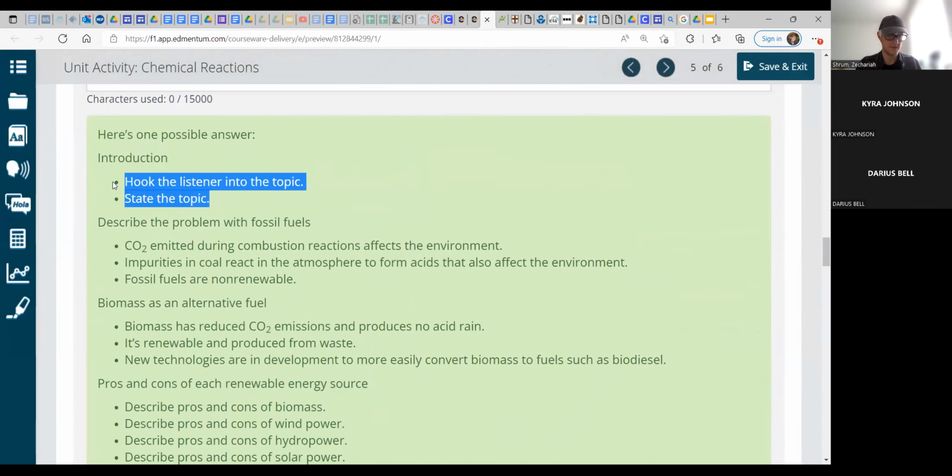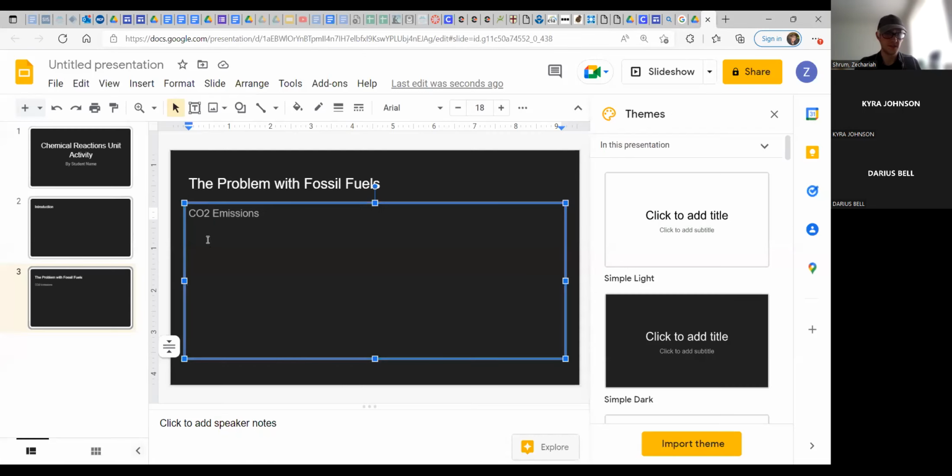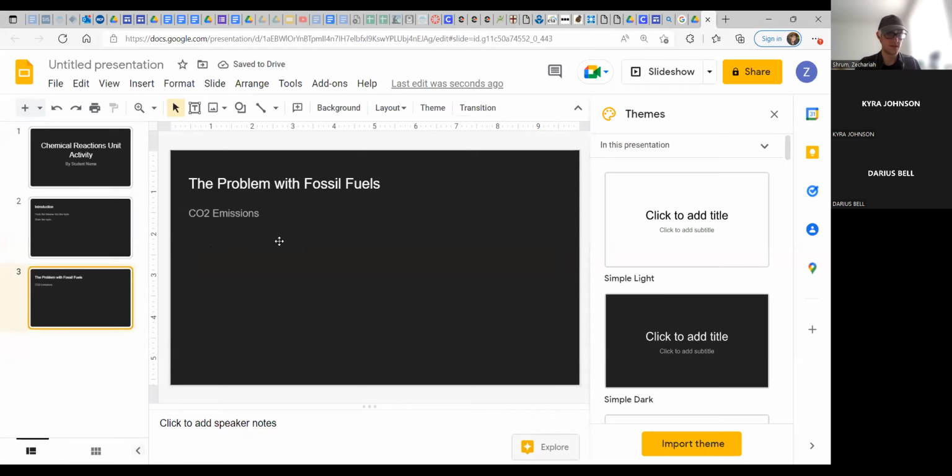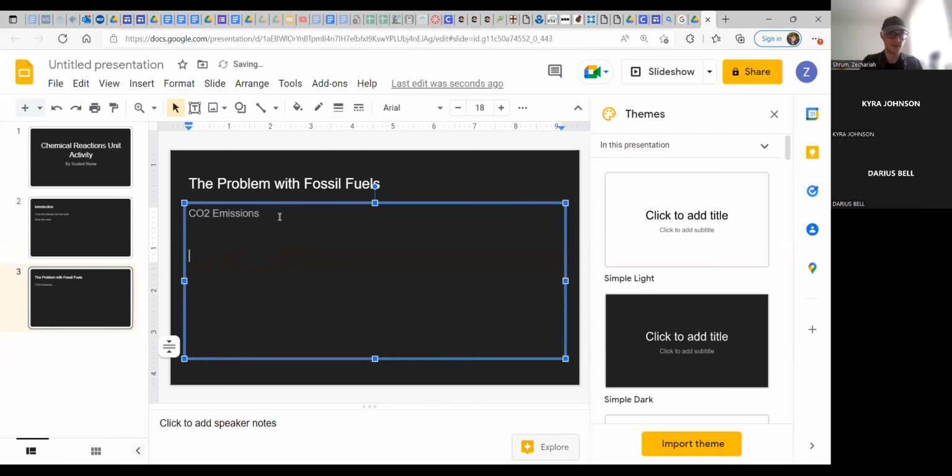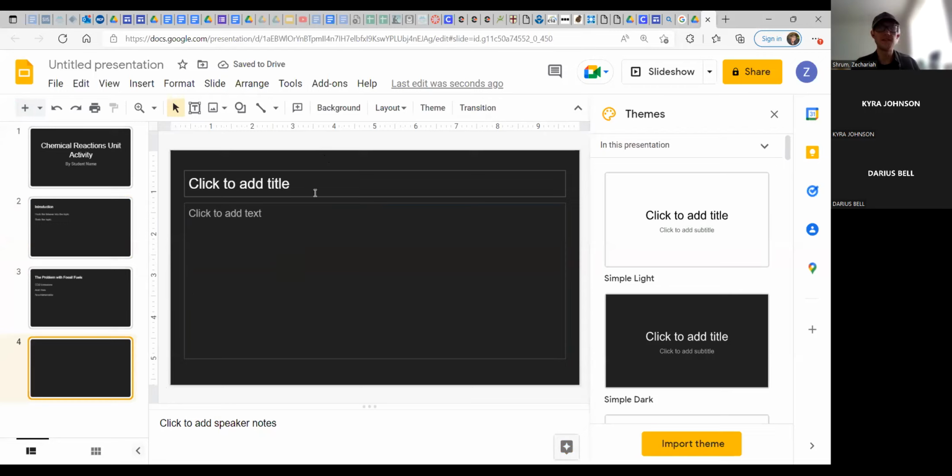So let's copy and paste some of these questions. So you're trying to answer those questions. There we go. The problem with fossil fuels, we're talking about the CO2 emissions, acid rain, and how it's non-renewable. And here you can insert some pictures about acid rain.